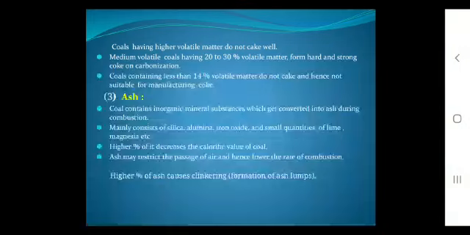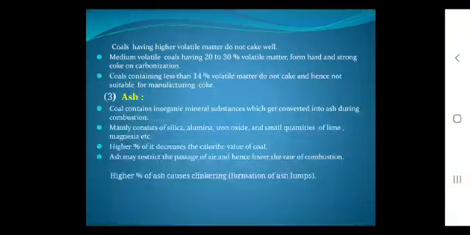Coals having higher volatile matter do not cake well. So what is cake? This is related to a process known as caking of coal. Caking coal is the coal which will form a solid residue on heating to very high temperature, around 1100 degrees Celsius, in absence of oxygen or in little oxygen.